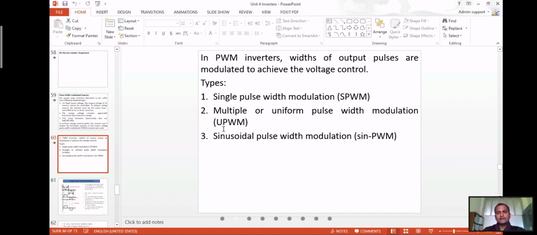It depends at what firing angle you are triggering that SCR or switch. There are two different types: single pulse width modulation, where a single pulse is given to a system, and multiple or uniform pulse width modulation, where the width of the pulse is uniform, or you're giving pulse triggering to the system. There are waveforms to explain this, but it's difficult to draw here. Later, if we get time, I'll try to show you in a waveform how this multiple pulse works.